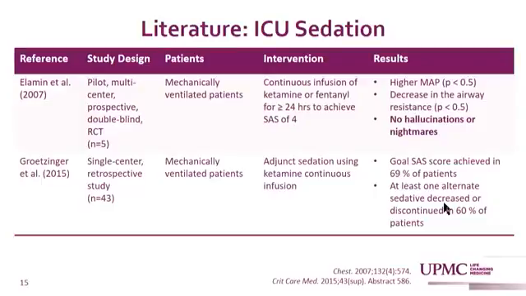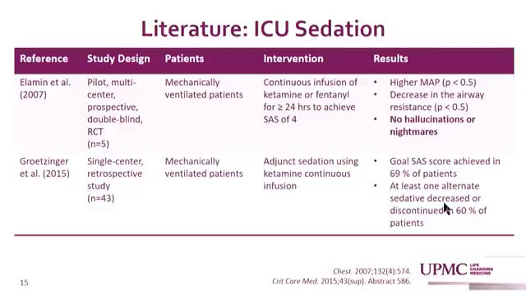So the first one is a pilot multicenter prospective double-blind trial, including 5 mechanically ventilated patients, and they received a continuous infusion of ketamine or fentanyl for at least 24 hours to achieve a Riker score of 4. At the end, a higher MAP was found in patients who received ketamine, and a decrease in airway resistance was also seen in the ketamine group, but there were no hallucinations or nightmares reported.